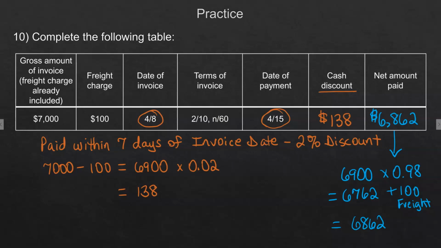Now, the other way to do that is we would take 6,900, subtract the 138, and then we would also add back on the freight, 6,762 plus 100. So you can see it's going to work out the same either way that we do that, and it's really okay. Whichever way, you're like, oh, this makes sense to me. You just have to make sure you get the freight back in there.